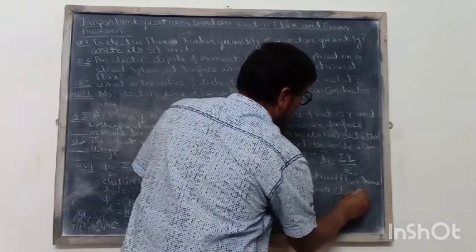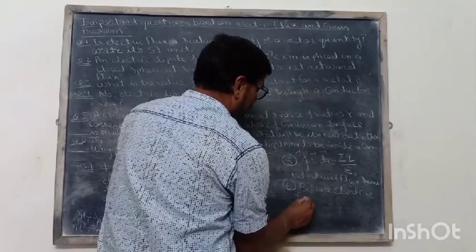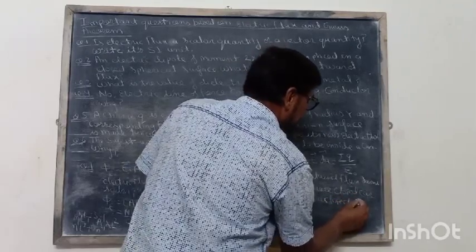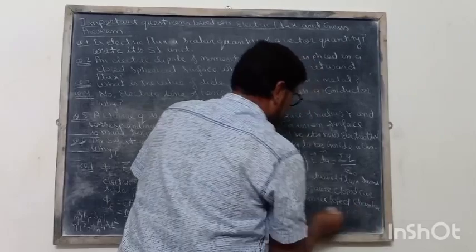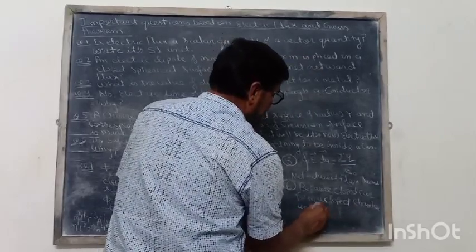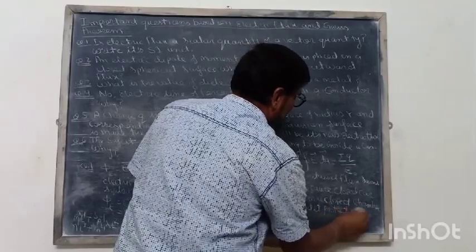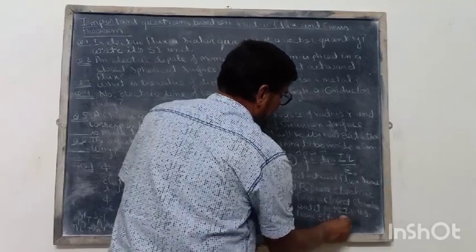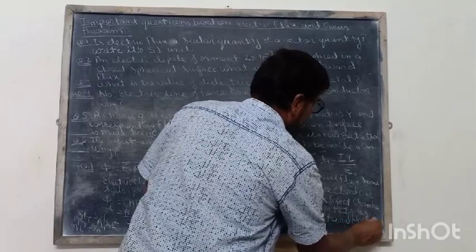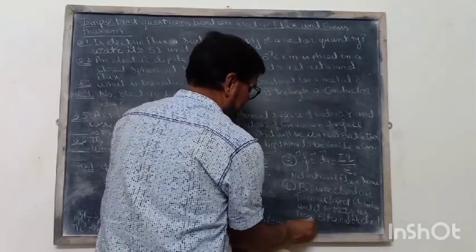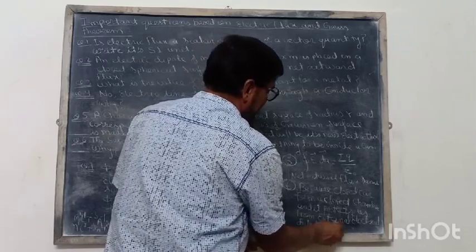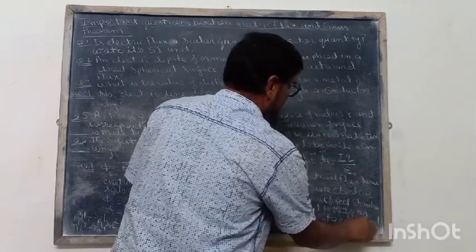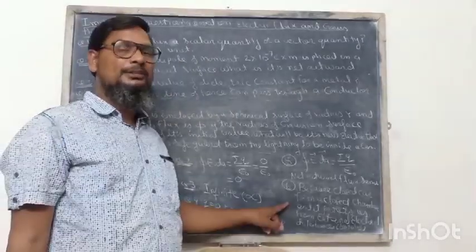So the safest way is to be inside the car, because a closed car forms a closed chamber and it protects us from external electrical disturbances like lightning or thunder, etc. So this is the answer to question number 6.